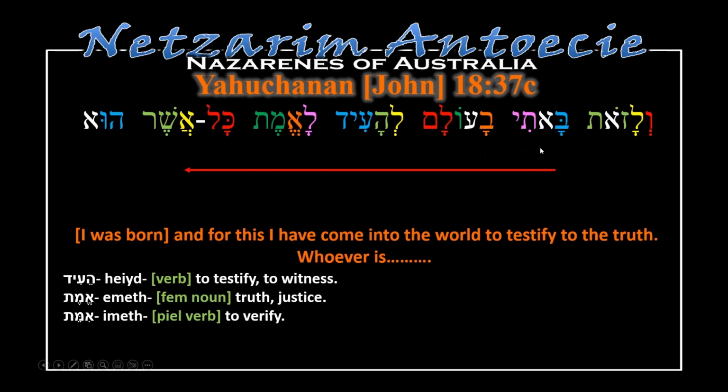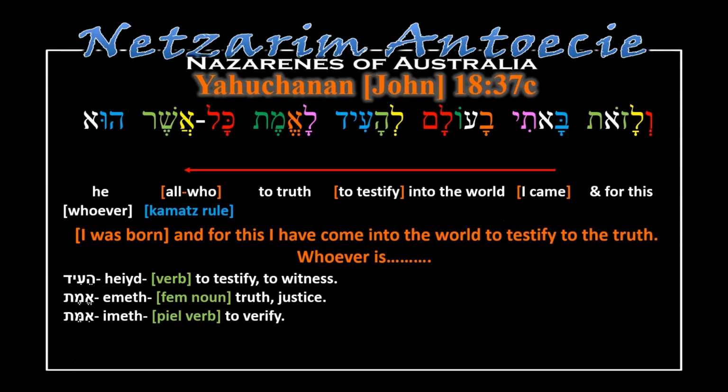V'lazot bati va'olam leha'id la'emet kol Asher Hu. Again, this of course is the Kamatz rule, to give it kol rather than kal. Right. So, I was born, and for this I've come into the world to testify to the truth. Whoever is, the translation, for this I came into the world to testify to truth. All who? He. Right?